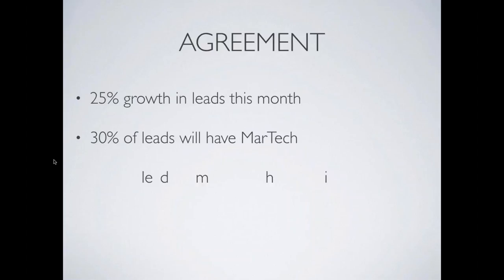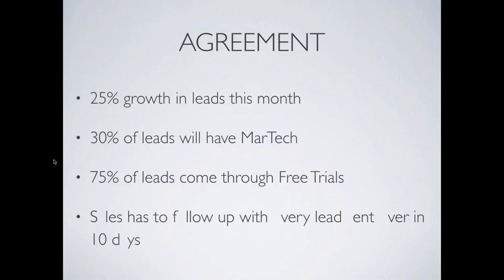So let's talk about the agreement that we actually have in place. Part of the agreement is not just what are our responsibilities, but based off of the efforts that I'm doing, what am I actually going to give over to sales? So it starts on the marketing side with how much sales needs to grow for the next month. For example, this is literally our data this month: the leads I'm passing over to sales are growing by 25% this month.